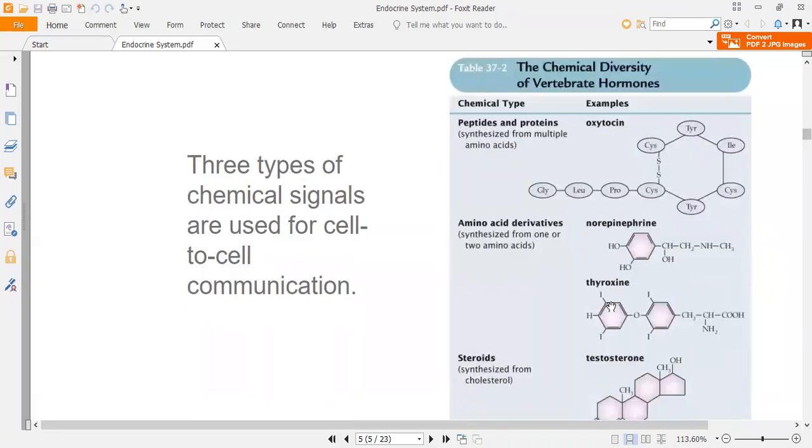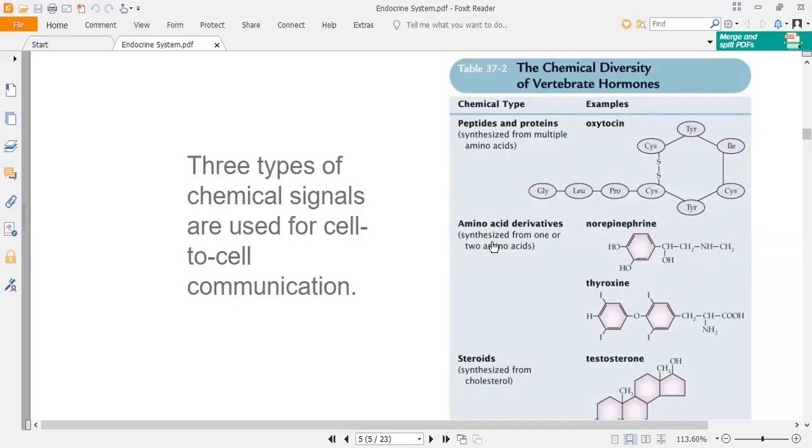So now this is basically trying to show us three types of chemical signals used for cell-to-cell communication, a chemical diversity of vertebrate hormones. So chemical type and examples. These hormones fall in different categories. We have the hormones that are made up of peptides and proteins, or synthesized from multiple amino acids. For example, we have oxytocin, which is one of the protein or peptide hormones. Don't pay attention to the biochemistry or the structure. It's not important in physiology for now, unless maybe you're doing biochemistry.